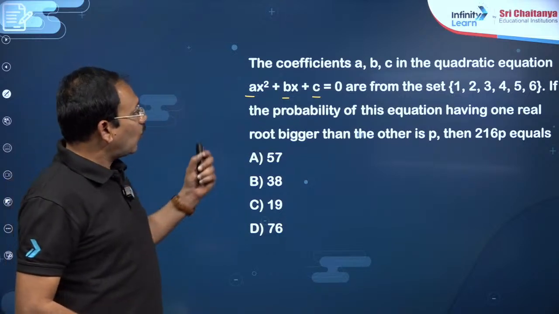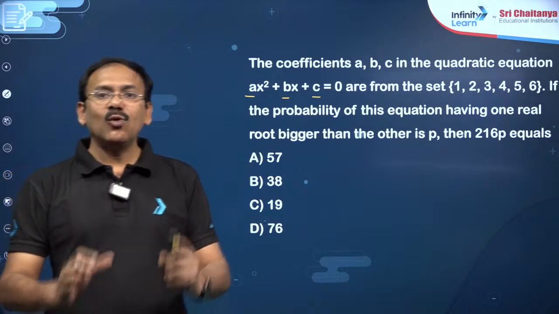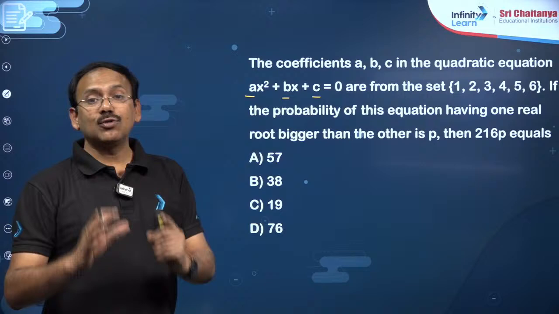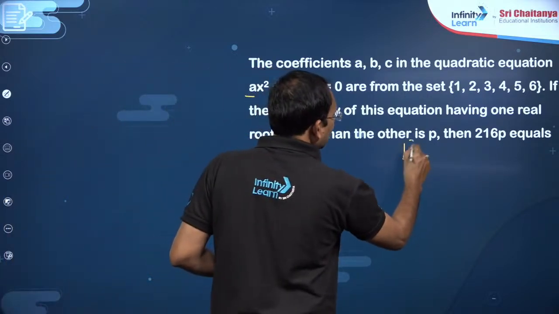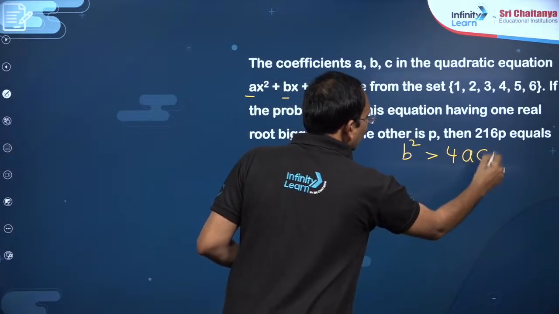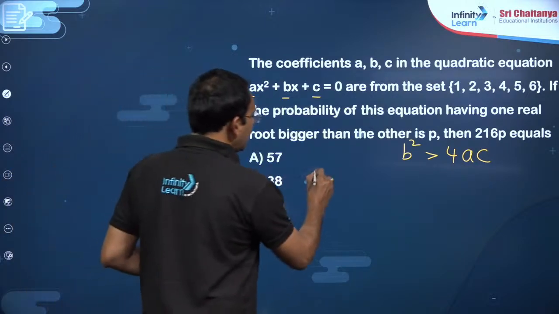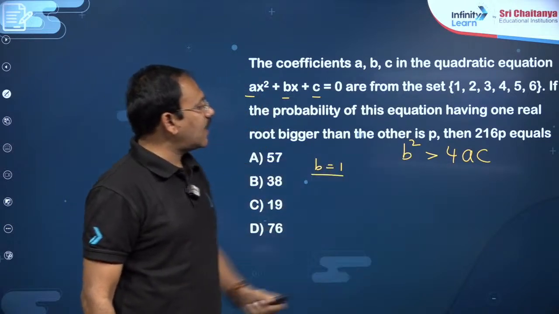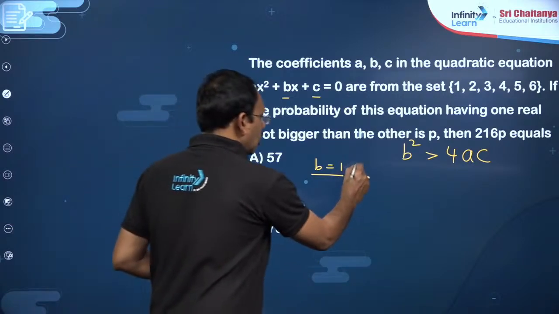I just want one real root bigger than the other root; roots are comparable only when they are real numbers. That means this equation must have two distinct real roots. Two distinct real roots means the discriminant b² - 4ac is strictly positive, so b² must be greater than 4ac. Now count the number of cases. Suppose b is 1. Then 1² greater than 4ac is impossible because ac minimum is 1, so this is not possible.